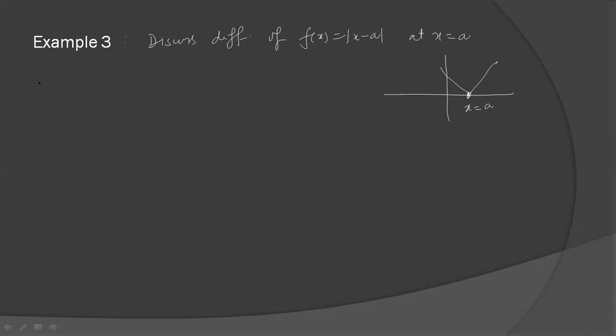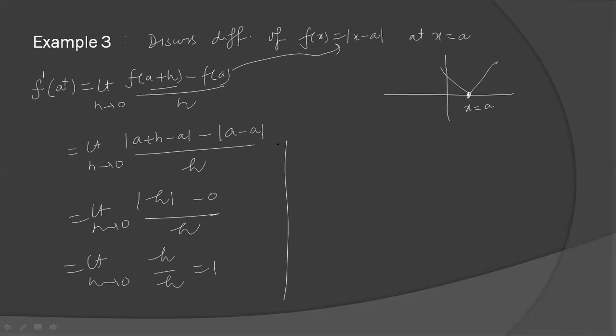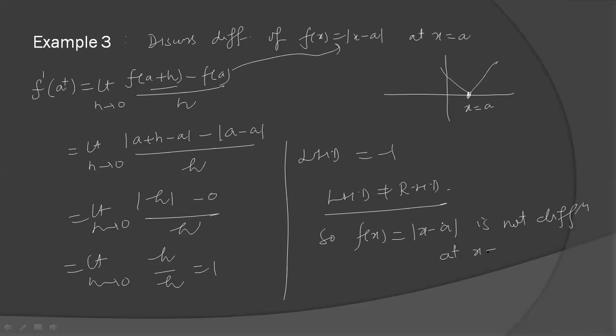But if you find it by definition, then the right hand derivative is limit h tending to 0 of f(a plus h) minus f(a) over h. f(a plus h) will be mod of a plus h minus a, and f(a) will be mod of a minus a, which is 0. So you get limit h tending to 0 of mod h minus 0 upon h, which is h upon h, which will be 1. Similarly, the left hand derivative will be minus 1. The left hand derivative is not equal to the right hand derivative. So f(x) equal to mod x minus a is not differentiable at x equal to a. Where this function is going to be 0, the function will not be differentiable.